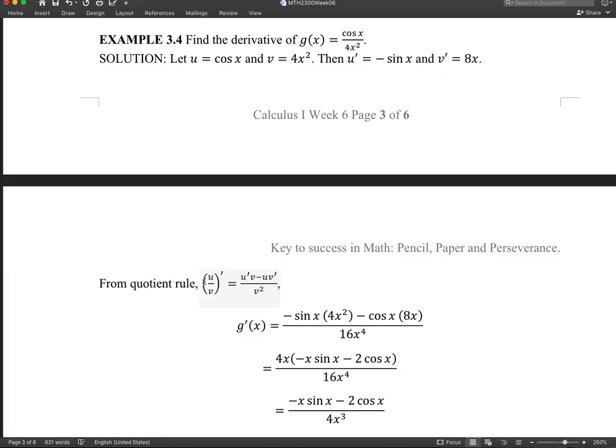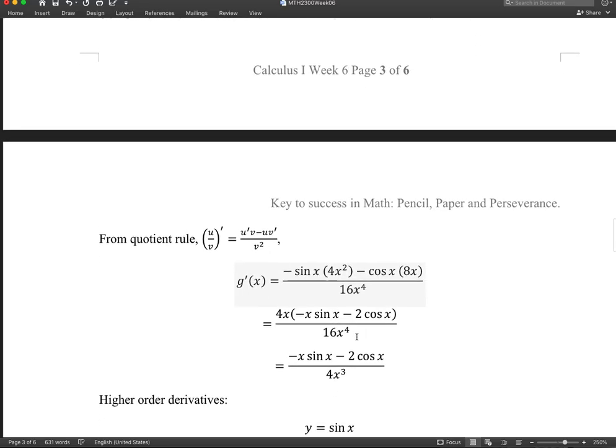For now, I suppose we are mostly new to those rules and formulas, so I repeat the same quotient rule again. I know g prime comes from this arrangement of the quotient rule: u prime v minus u v prime, over v squared, the denominator squared. That is 16x to the fourth power.